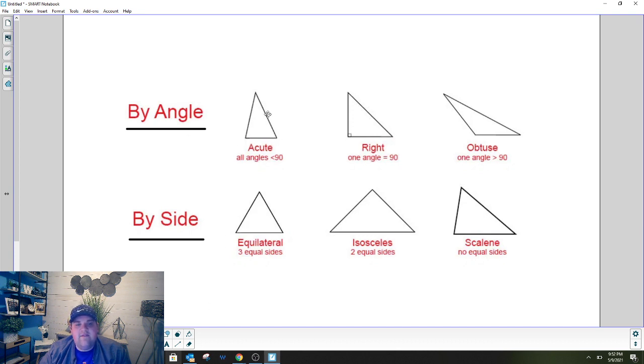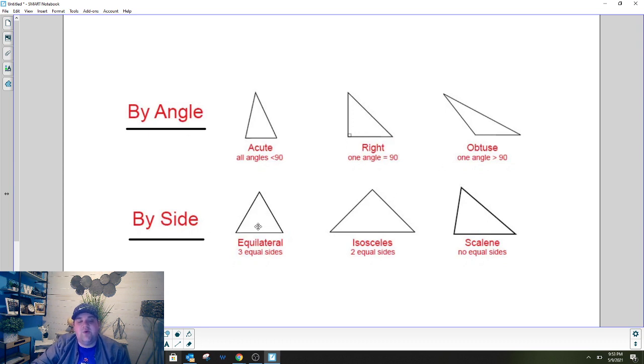So when all of the angles are less than 90 degrees, we can call that an acute triangle. When we have one 90-degree angle, we call that a right triangle. When it has one obtuse angle, that means that it is an obtuse triangle. So again, these are acute, but this one's obtuse, so it makes an obtuse triangle.